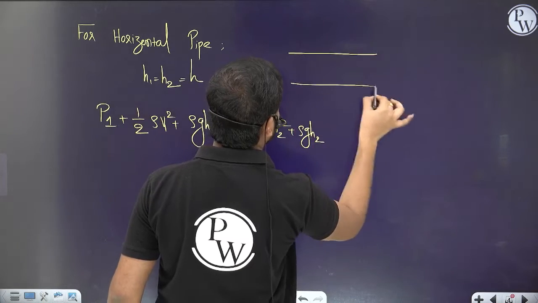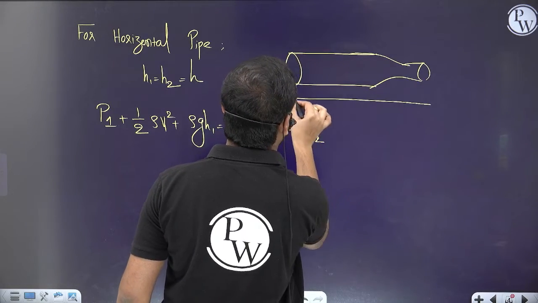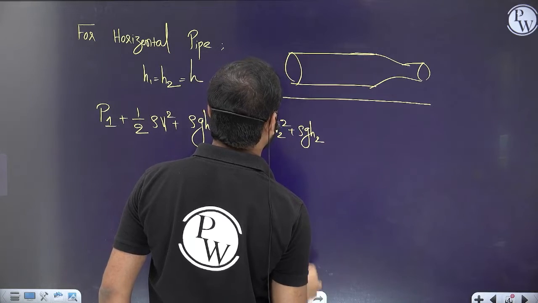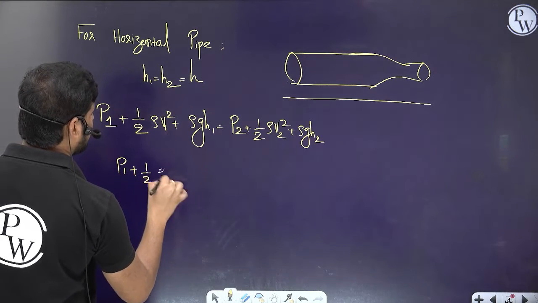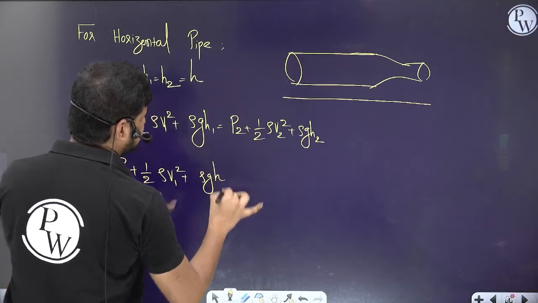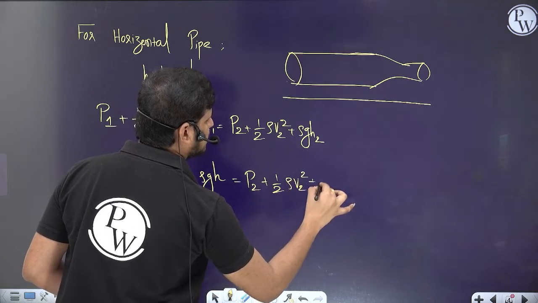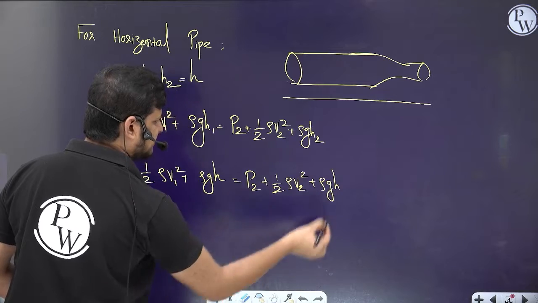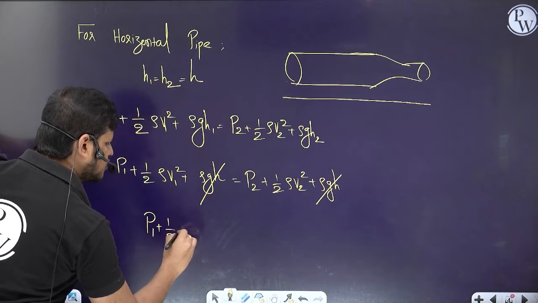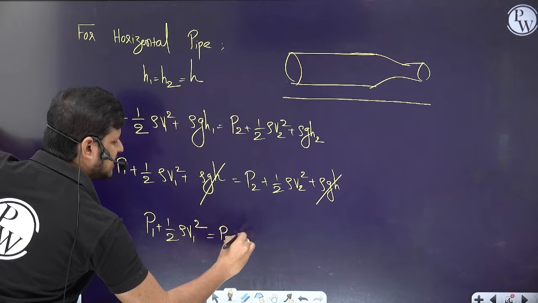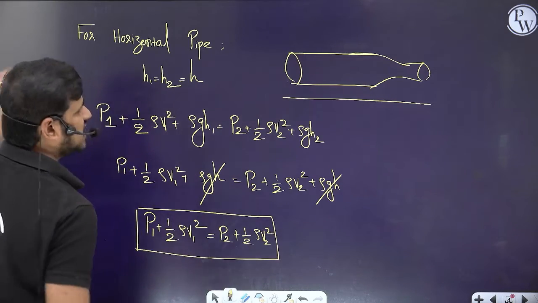Let's suppose the cross sectional area of the pipe is different, but it is at the same horizontal level from the ground. So this height and this height are both the same. In that case, I can write P1 plus half rho V1 square plus rho G H is equal to P2 plus half rho V2 square plus rho G H. So rho G H gets cancelled. We can use the equation P1 plus half rho V1 square is equal to P2 plus half rho V2 square. Here the potential energy per unit volume gets cancelled on either side in the horizontal pipe case.